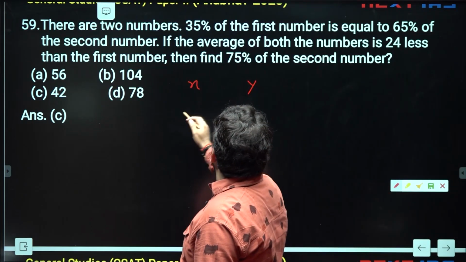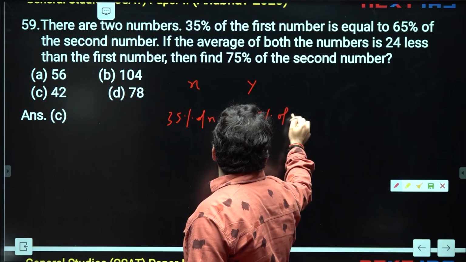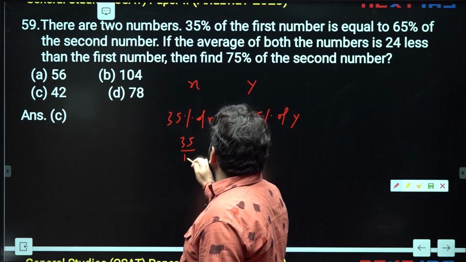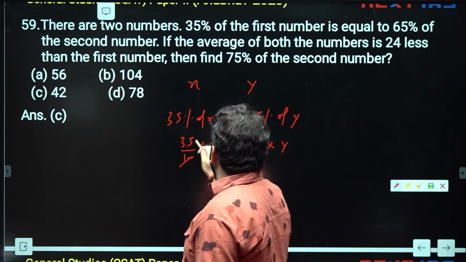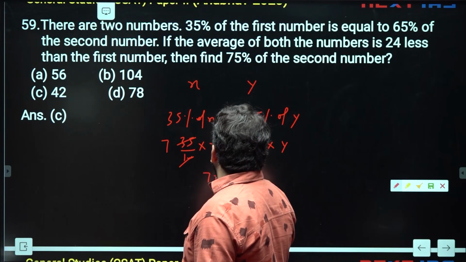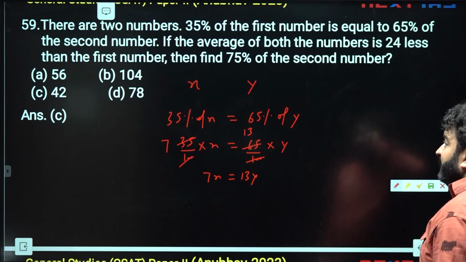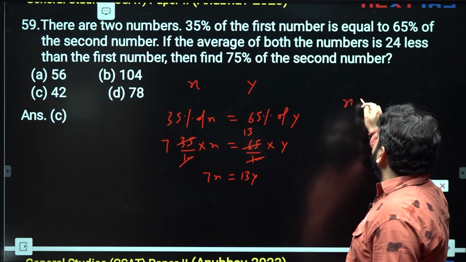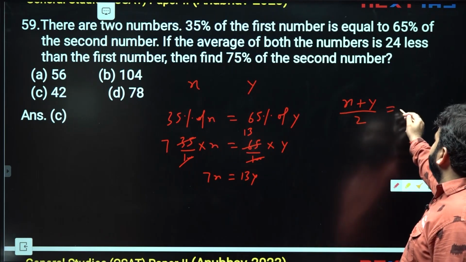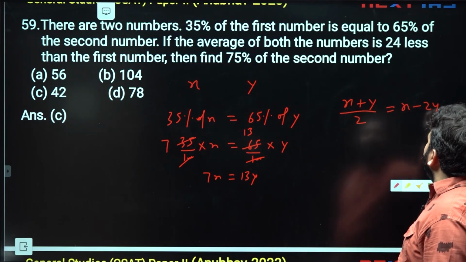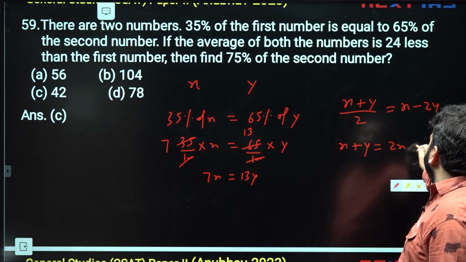The 2 numbers are x and y. So 35% of x equals 65% of y. So 35 upon 100 into x equals 65 by 100 into y. 100 gone, 7 and 13: 7x equals 13y. And then the average of both numbers will be (x plus y) by 2. This is 24 less than the first number, so it is equal to x minus 24. So x plus y equals 2x minus 48.